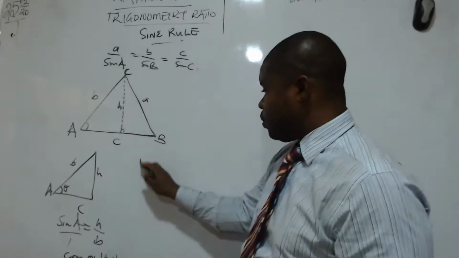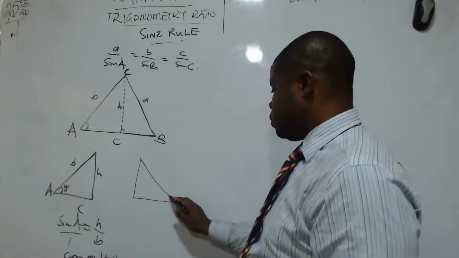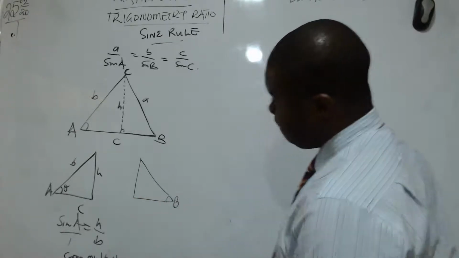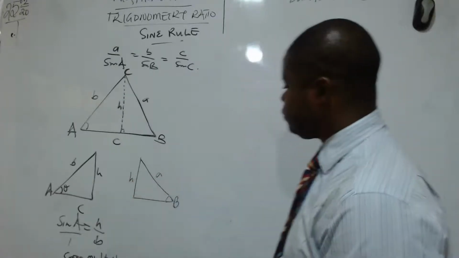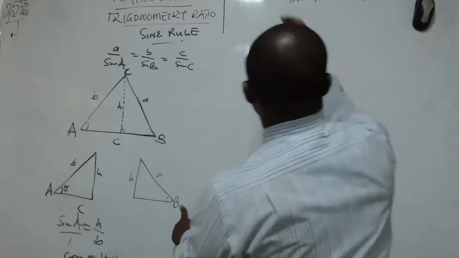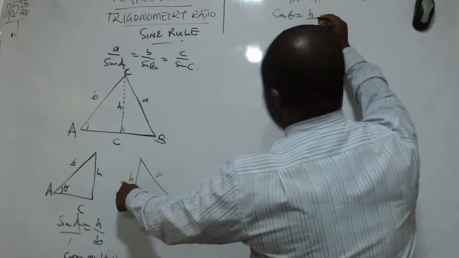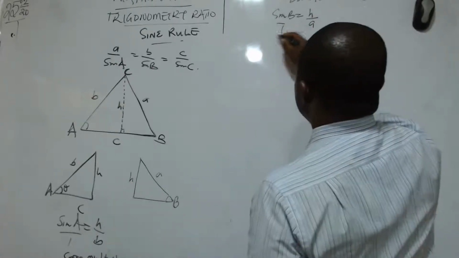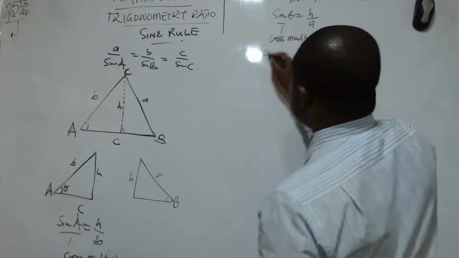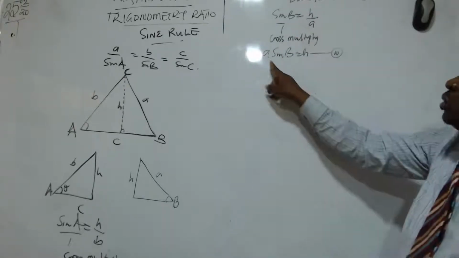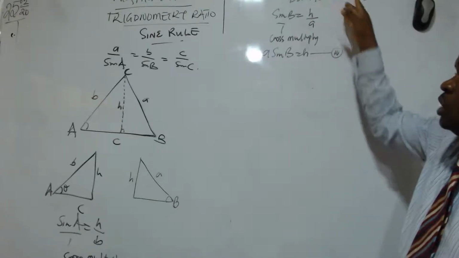Now coming to the second triangle. The second triangle looks like this. Here is our B, here is our A, and we have our H. So sine B equals opposite, H, over hypotenuse, A over 1. We also cross multiply, so you have A sine B equals H. So invariably our H is equal in both.